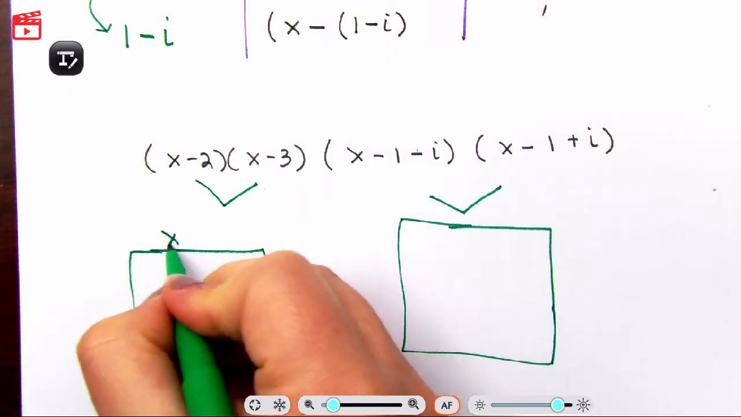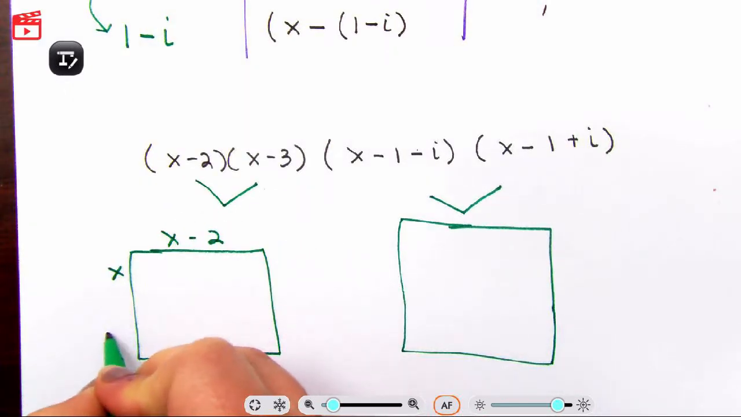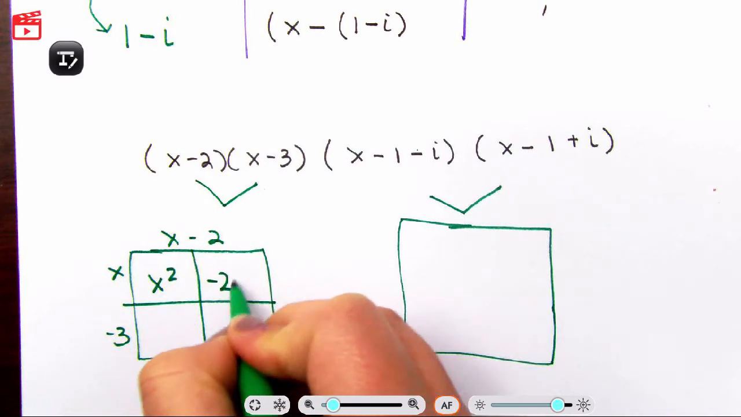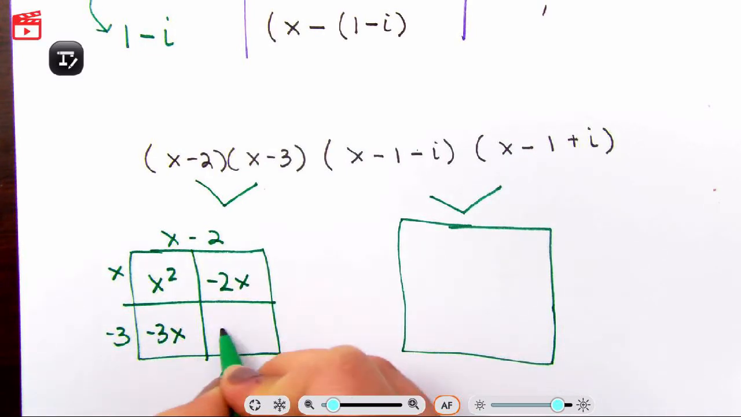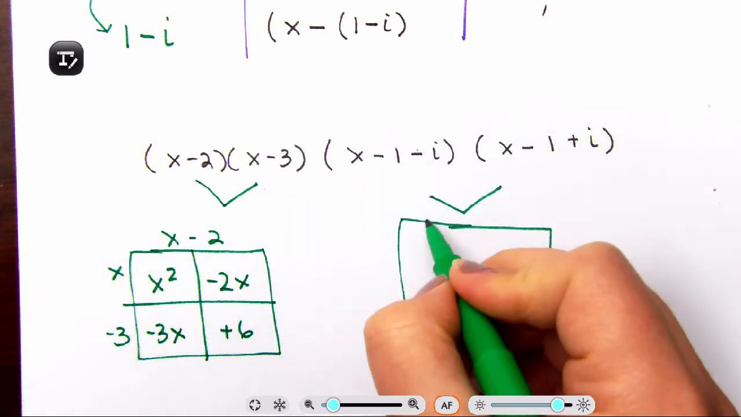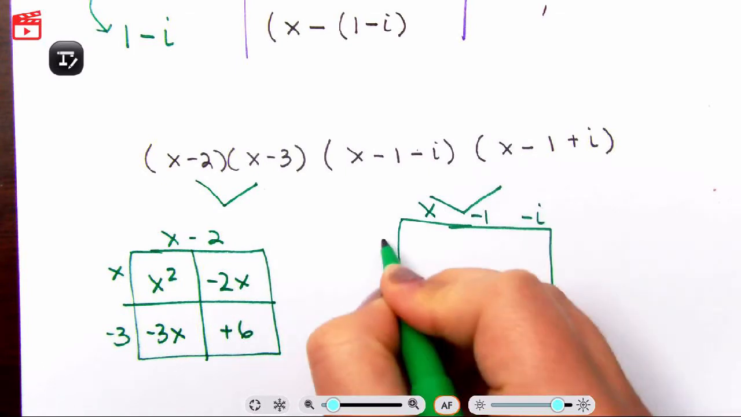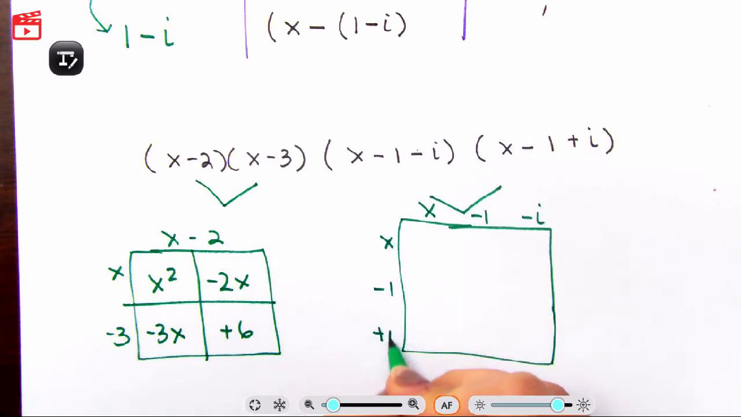So let's do that. x minus 2, x minus 3. If you wanted to use FOIL on this one, you can. x squared, this is negative 2x, this is negative 3x, this is positive 6. This one here is going to be a little bit more complicated. So x minus 1 minus i, x minus 1 plus i.